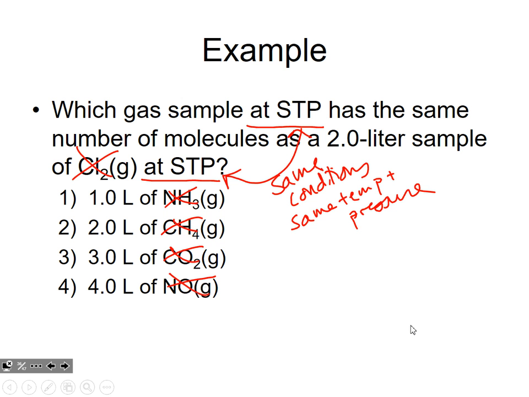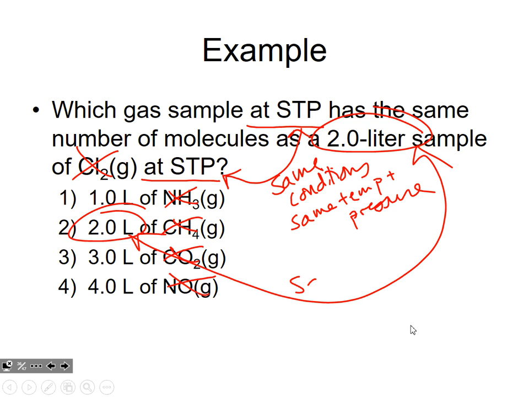So if we want to find the sample that has the same amount as this gas sample that has a volume of 2 liters, what we need to do is find the choice that also has 2 liters. Same conditions. If gas particles are under identical conditions, it doesn't matter what the gas is, you know you will have the same number of molecules as that other sample. So again, the identity of the gas doesn't matter. What matters is you're looking for the one under the exact same identical conditions.